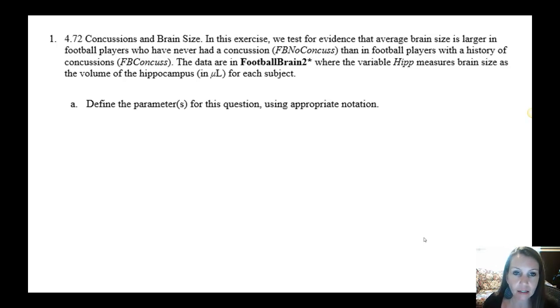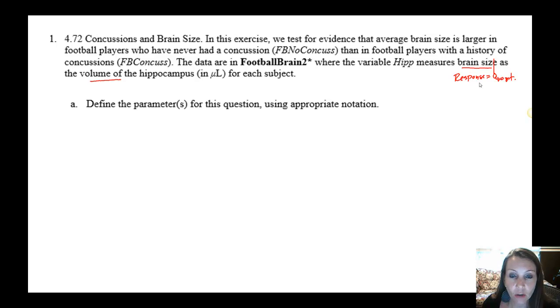Now, in this case, we first look at the response variable, which was the brain size as a volume of the hippocampus. So this is a quantitative response. So let me write that over here. Response is quantitative. And that tells us that we are dealing with means.